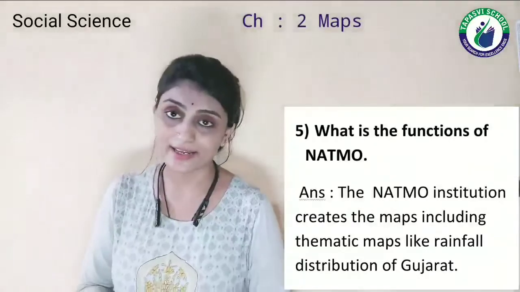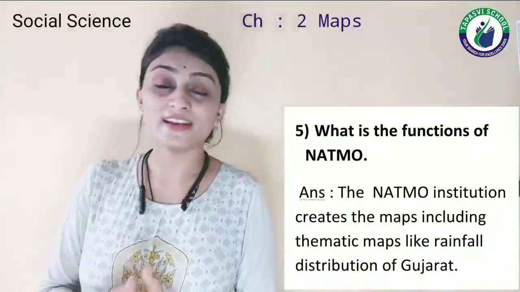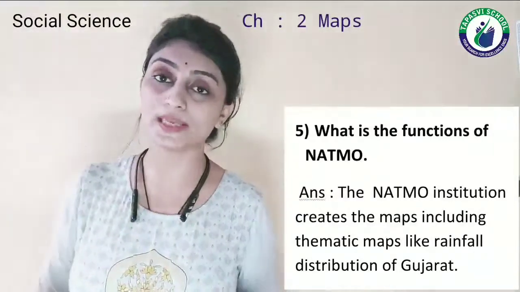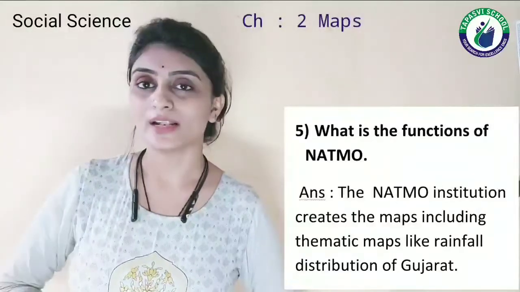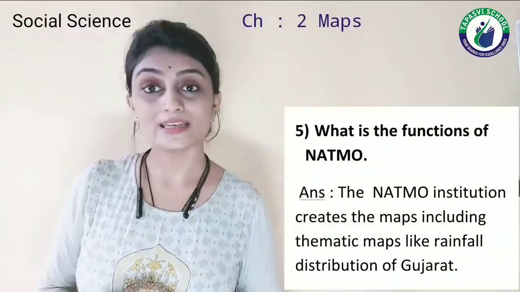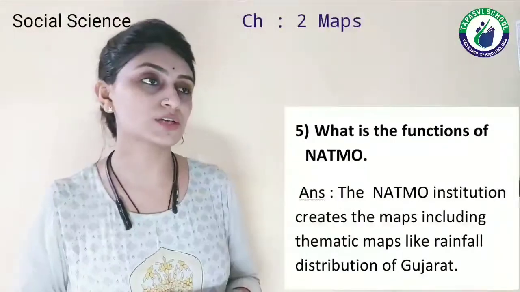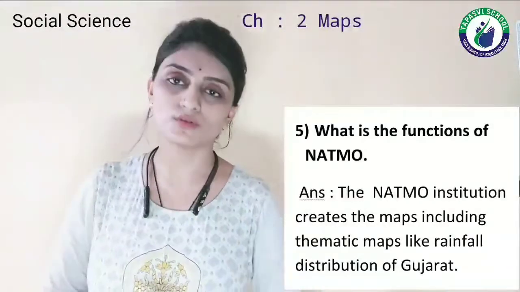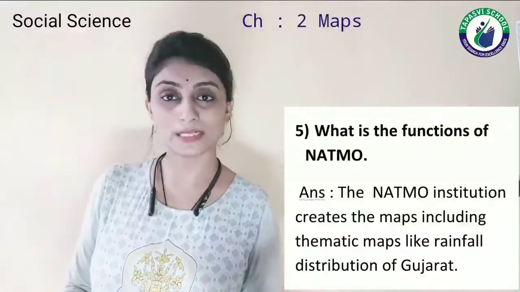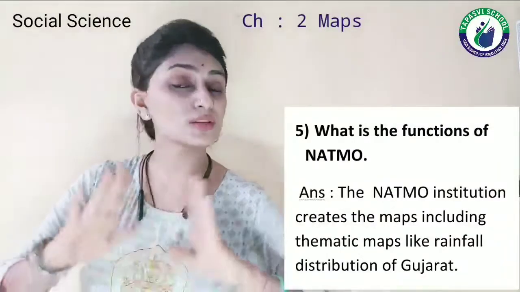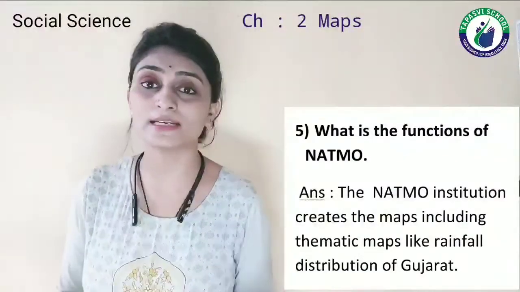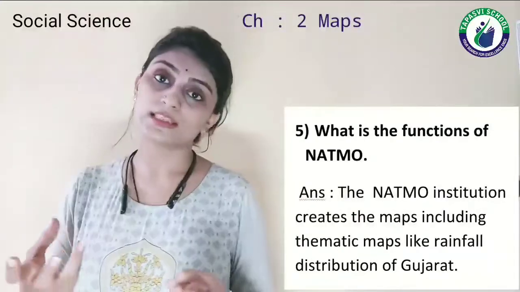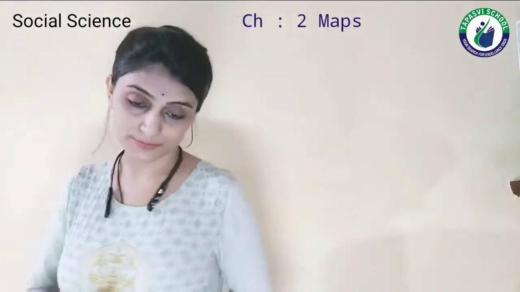So we can say that, as we have discussed, NATMO is an institution that creates all kinds of maps, including thematic maps like rain distribution in Gujarat, rain distribution in Maharashtra, and other things also. Okay, so all this kind of map is created by NATMO, National Atlas Thematic Mapping Organization.